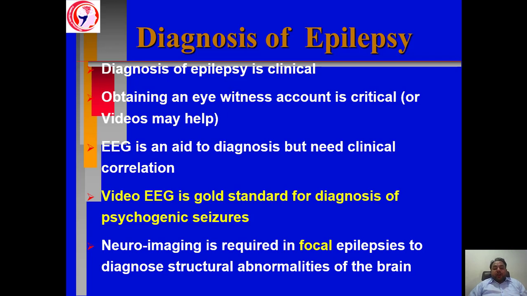Neuroimaging is required in focal epilepsies to diagnose structural abnormalities of the brain. We should not advise neuroimaging like CT brain or MRI brain in all of the cases. We will advise neuroimaging only in cases when we are suspecting a structural lesion. In focal epilepsies, we have a high percentage of patients with structural damage, so we will advise CT or MRI of the brain.